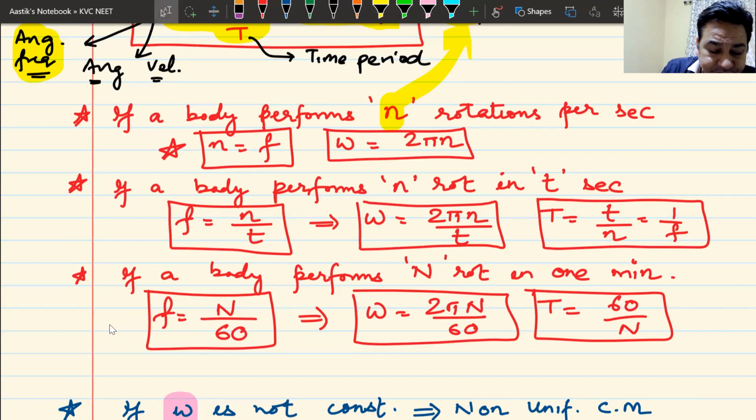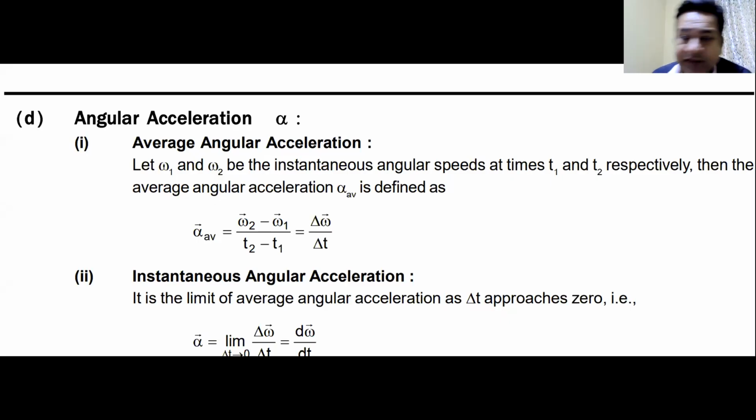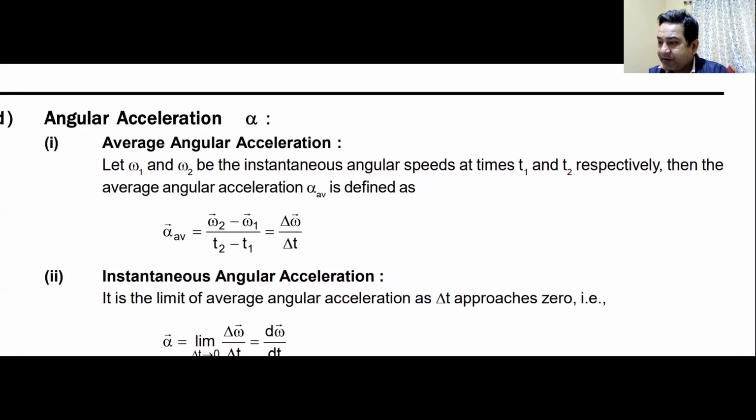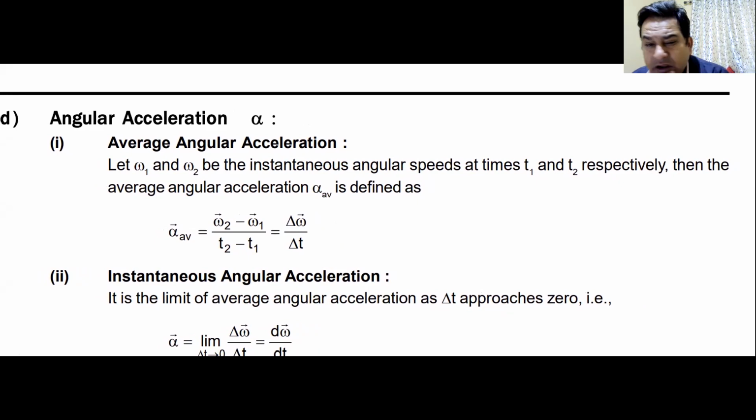the concept of acceleration. If omega is not constant, then we have acceleration. And in this case, the acceleration is known as angular acceleration, denoted by the letter alpha. Again, we have two types of angular acceleration: average angular acceleration and instantaneous angular acceleration.